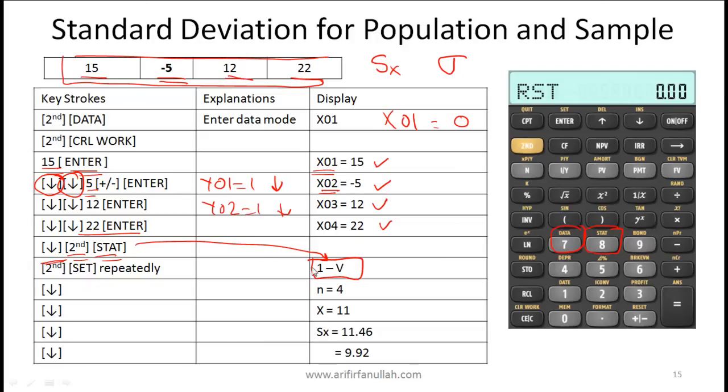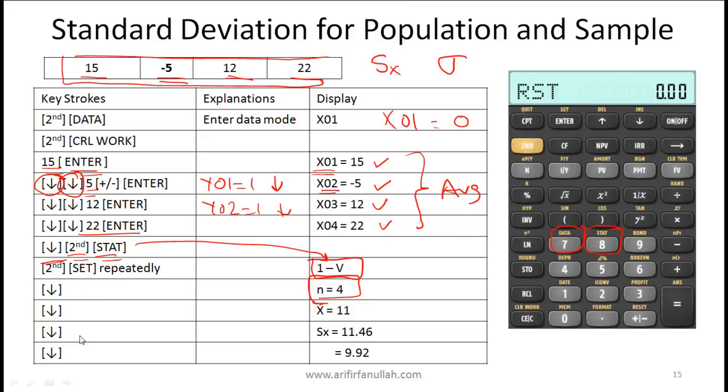So when you see this, this means that the calculator has determined the necessary statistical values. Now when you hit down arrow, the first thing you will see is n equal to 4. This means that 4 entries were made. Hit down arrow again and you will see x bar equal to 11. That means that the average of the data that you entered is 11.